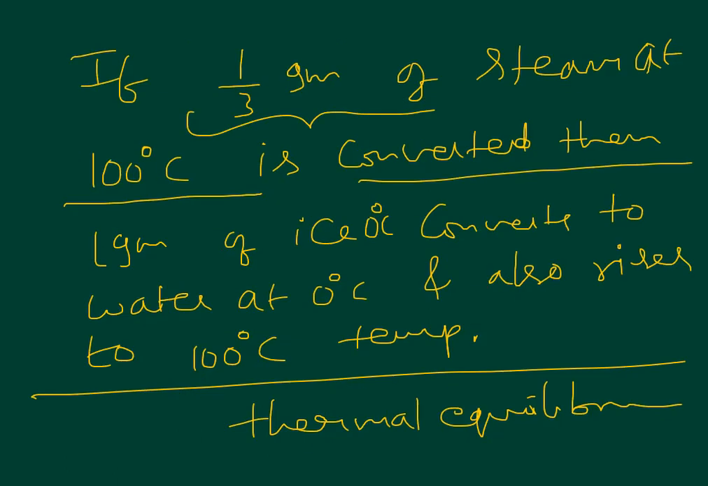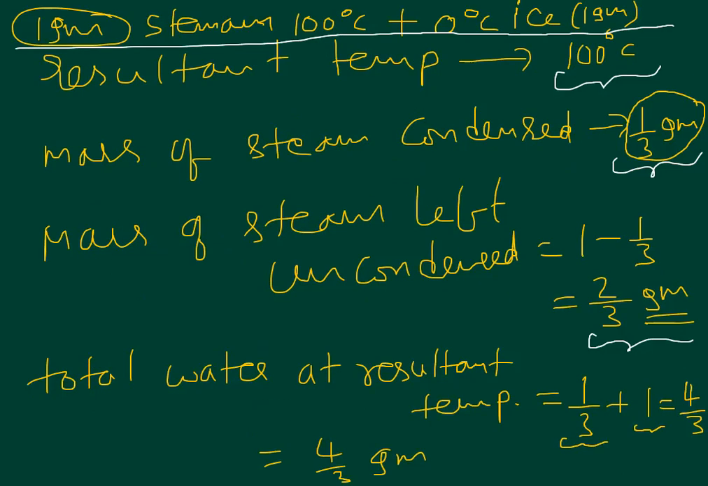What does it mean? If 1/3 gram of steam at 100 degrees centigrade is converted, then 1 gram of ice at 0 degrees centigrade converts to water at 0 and also rises to 100 degrees centigrade, and they become thermal equilibrium, the same temperature. So when 1 gram of steam at 100 degrees centigrade is mixed with 1 gram of ice at 0 degrees centigrade, the resultant temperature is 100, and the steam condensed is 1/3 gram.